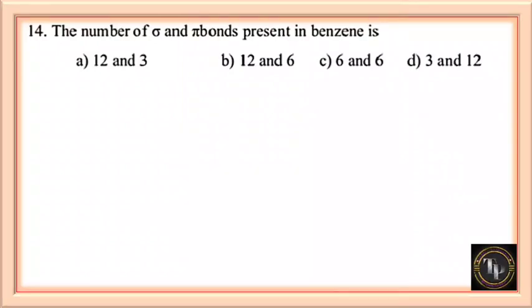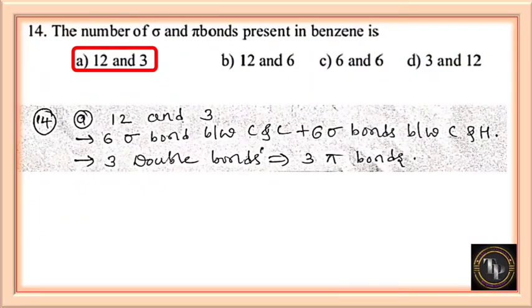The number of sigma bonds and pi bonds present in benzene is, benzene contains 3 double bonds, therefore 3 pi bonds. This is clear. 6 carbons are there. Between 6 carbons you are having 6 carbon-carbon sigma bonds, and 1 hydrogen is there for each carbon, therefore 6 carbon-hydrogen sigma bonds. So total 12 sigma bonds and 3 pi bonds. 3 double bonds, hence 3 pi bonds. Total is 12 sigma bonds, 3 pi bonds.